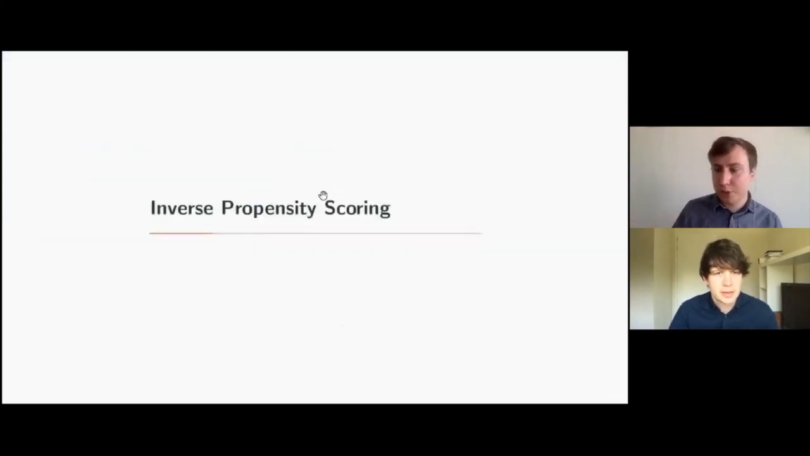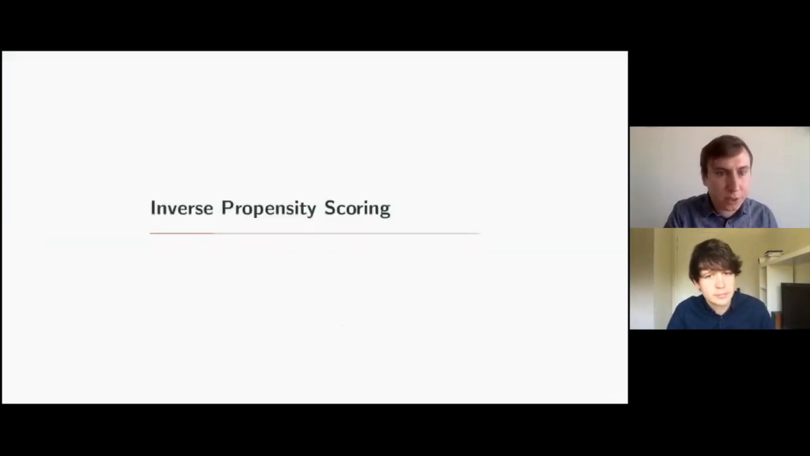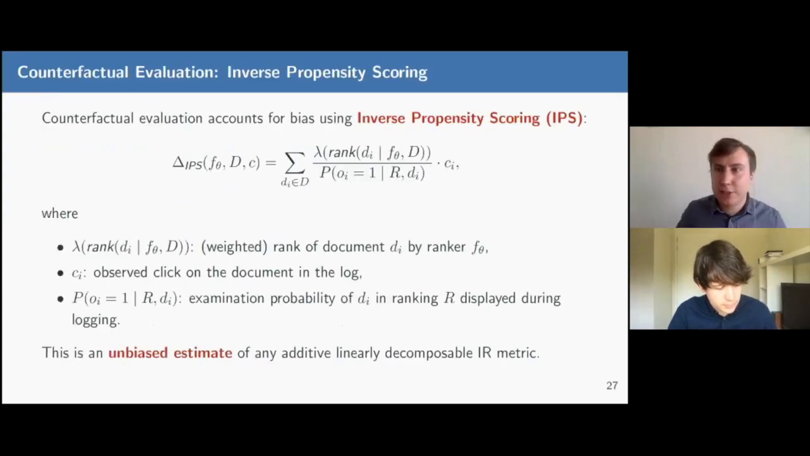So we're going to now move on to the next part, which is about something called inverse propensity scoring. Instead of taking this naive estimator that we have here, we're going to introduce a new estimator that hopefully is going to get rid of this examination probability. That's our end goal, if you will. So this is called inverse propensity scoring. And this is sort of the core part of counterfactual evaluation.